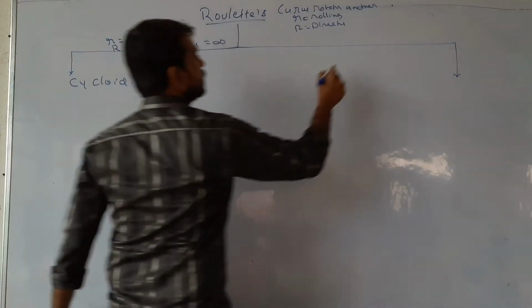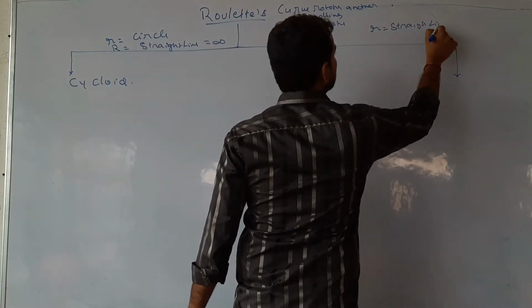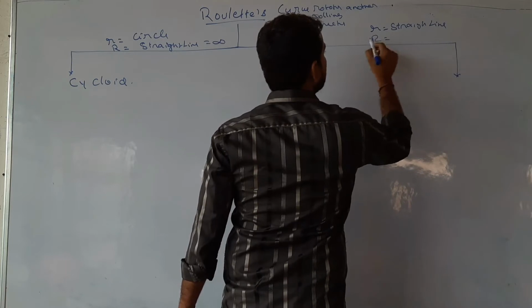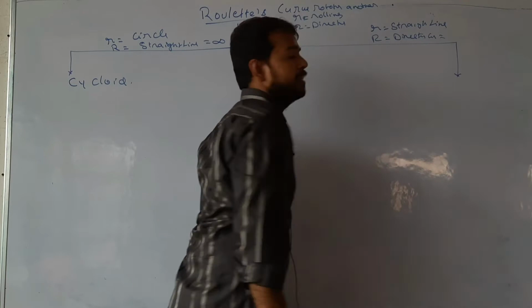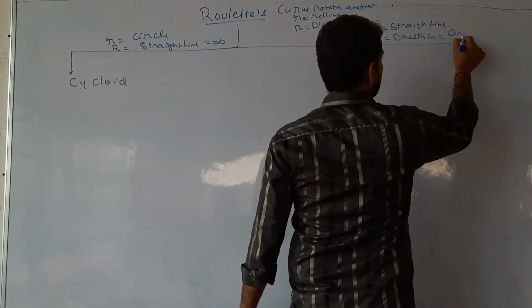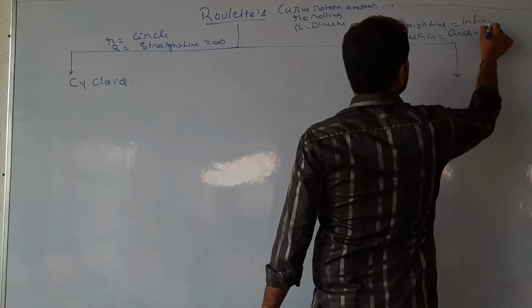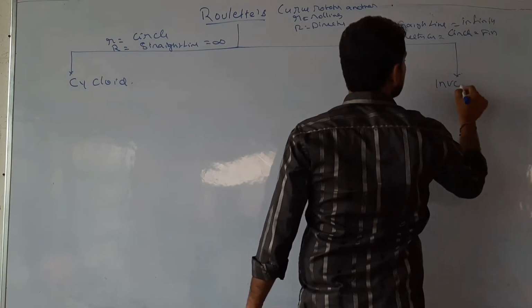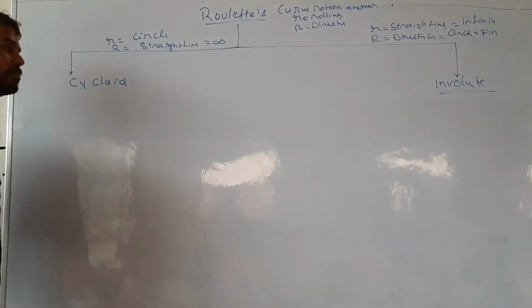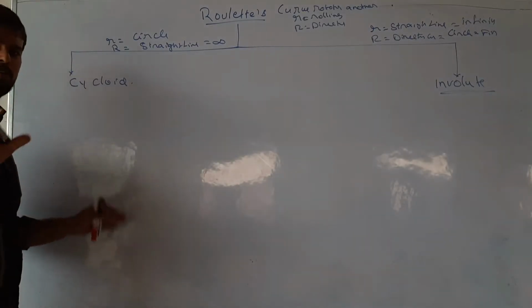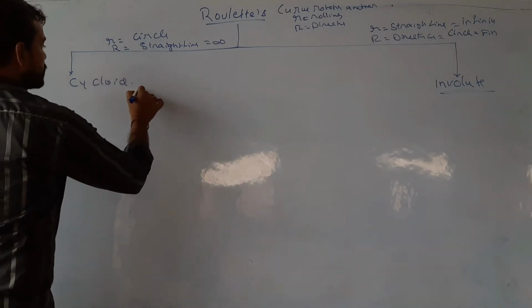But here small r is equal to straight line, and capital R, the dissecting curve, is a circle. That means one has a finite radius and the other an infinite radius. What will you get? You will get involute. In involute there are not many concepts, but in cycloids again there are different types.